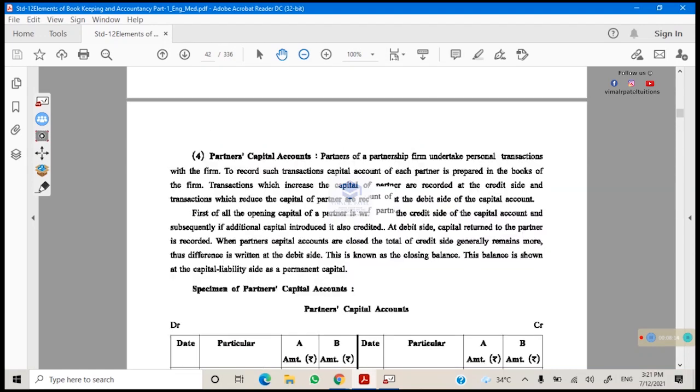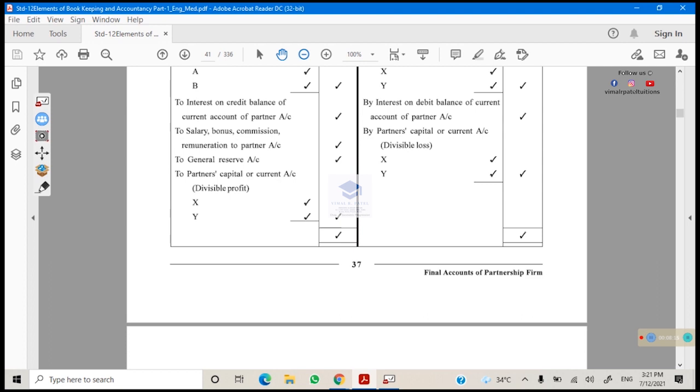Then if there is an adjustment regarding transfer to general reserve, if it is given that transfer 10,000 rupees to general reserve out of divisible profit, then its first effect will be on the debit side of P&L appropriation account and second effect will be on the liability side of the balance sheet. If the balance of general reserve is given in trial balance, the same amount of adjustment will be added to it, otherwise it will be straight away transferred on the liability side of the balance sheet as general reserve. Then interest on loan given by partners to the firm.